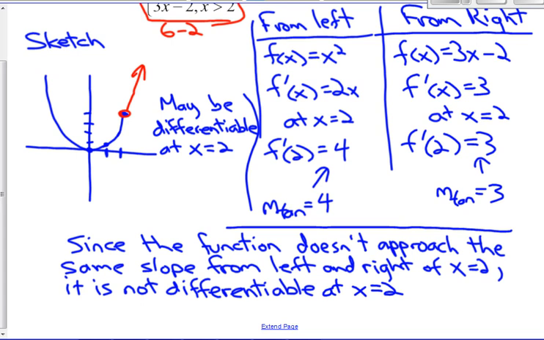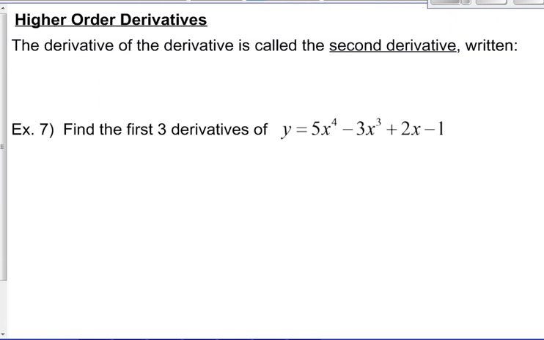Okay, one last thing we're going to take a look at, which is higher order derivatives. So the derivative of the derivative is called the second derivative. Shocker. There are common notations for it. So you might see y prime again, so y double prime, or f double prime, or d squared y over dx squared. Those are common notations for the second derivative.